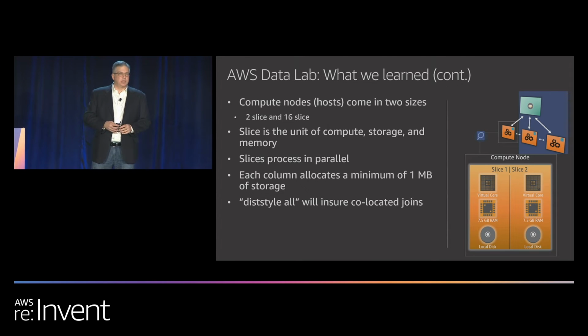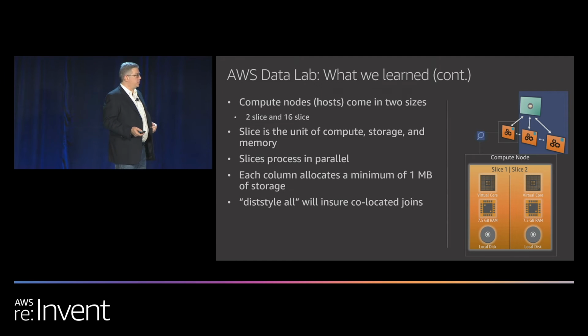Your slice is your unit of compute, storage, and memory. It's what does the work in the Redshift cluster. And they all process in parallel, and your goal is to keep them processing in parallel. Additionally, when you insert a row, each column is going to take a megabyte of memory. So if you have a 10-column table, a 1 row insert is a 10 megabyte space allocation.